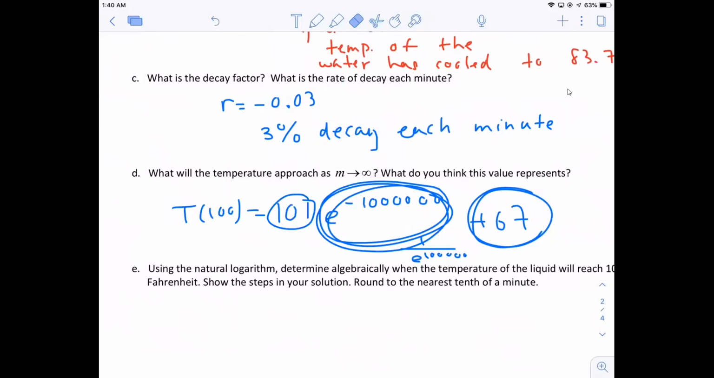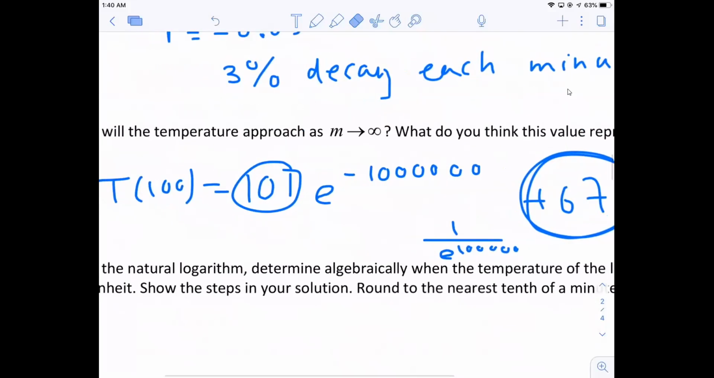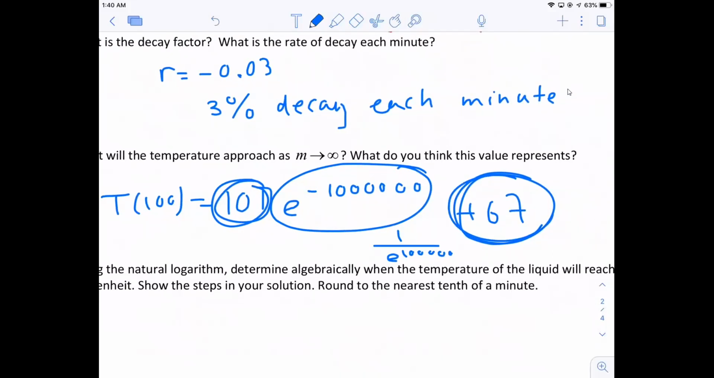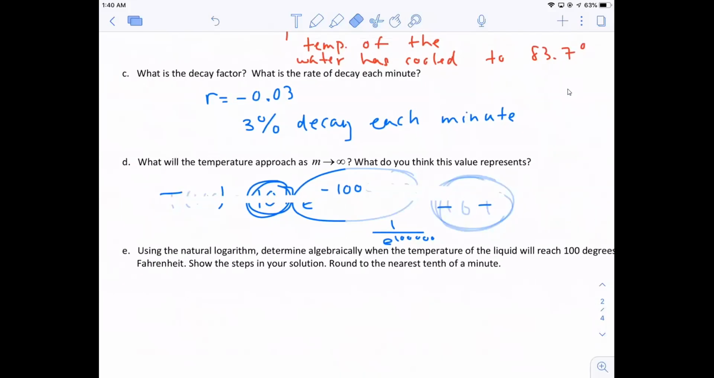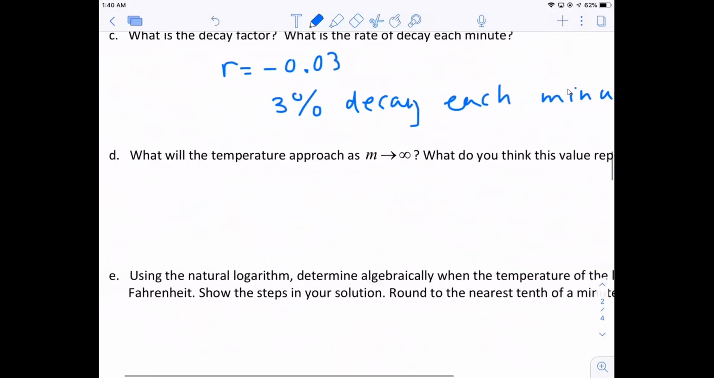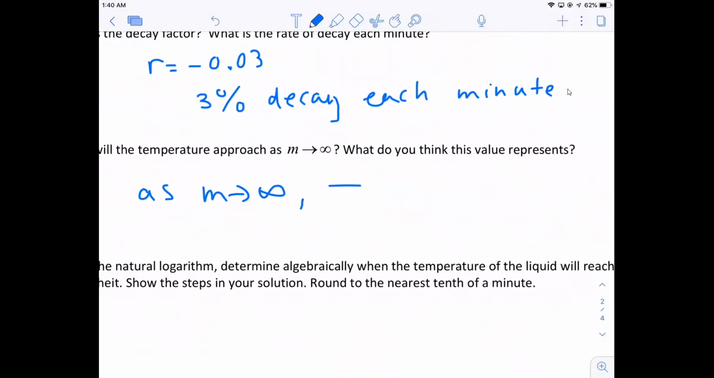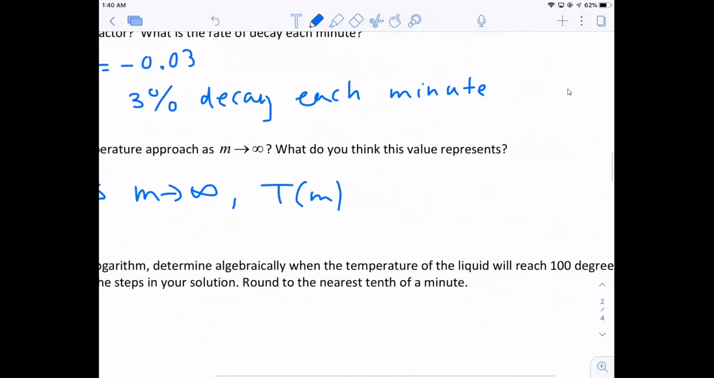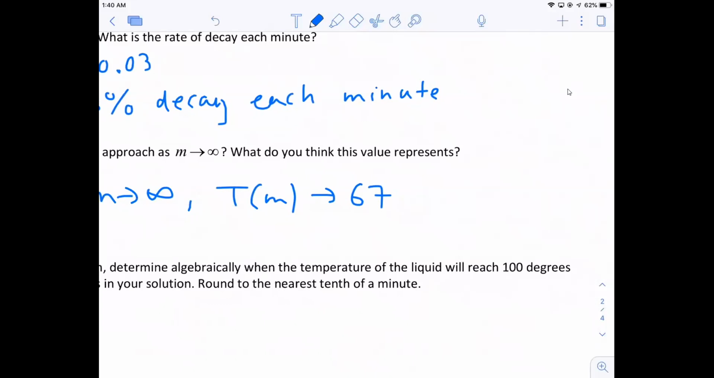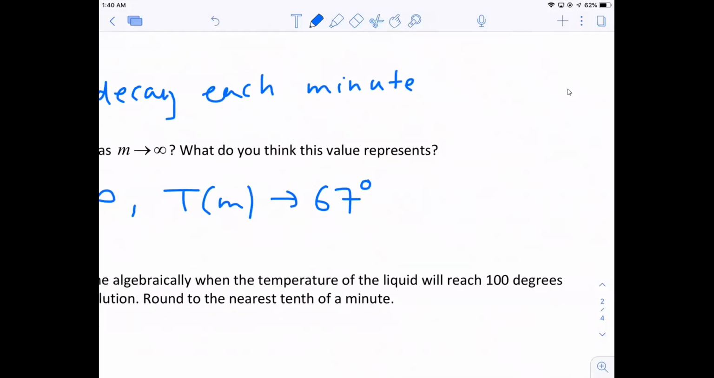Right? So let me erase that for a sec. Let that sit with you for a second if that doesn't make sense. But as m gets very large, that approaches 0. 0 times 101 is 0. And so we're going to be left with 67. Right, so as m approaches infinity, the temperature as a function of m, which is the number of minutes. So as this thing sits outside for an infinite amount of time, it's going to be 67 degrees.